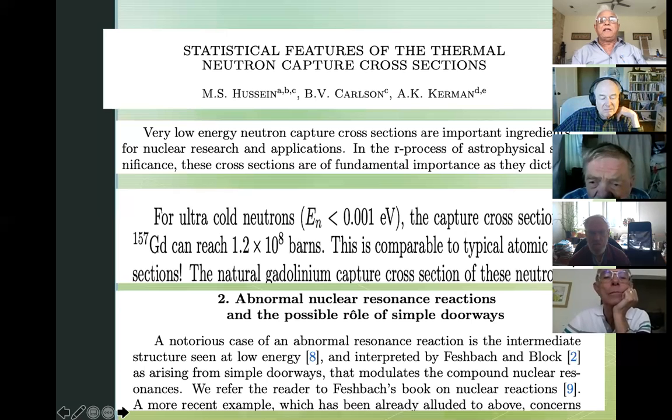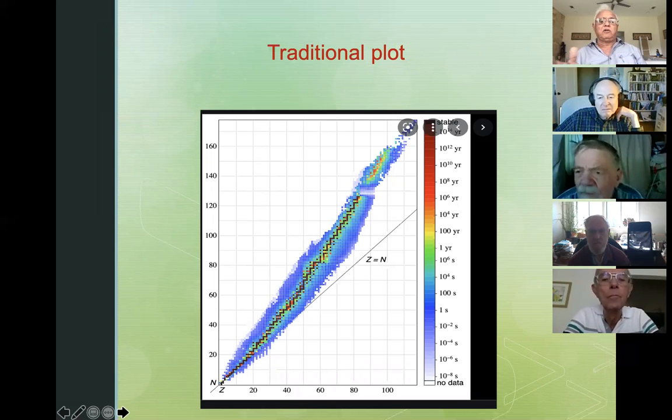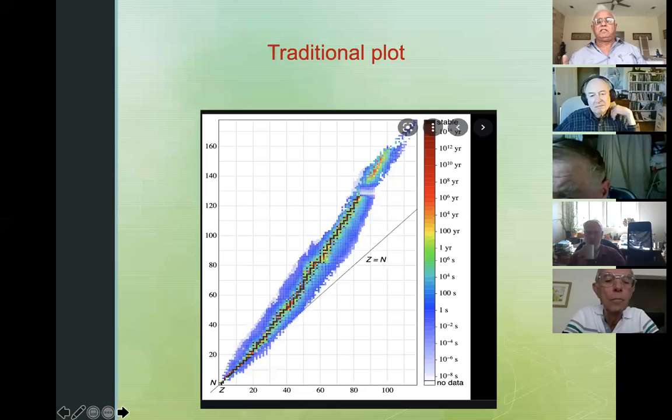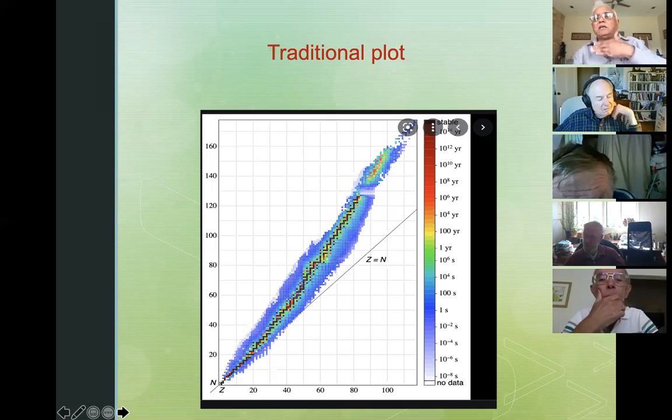And we look at this traditional plot where all the elements and isotopes, radioactive or otherwise, are plotted, and it says Z equals N, which does not give us much idea of what is going on. So what I did was prepare this to take you to the shell model.